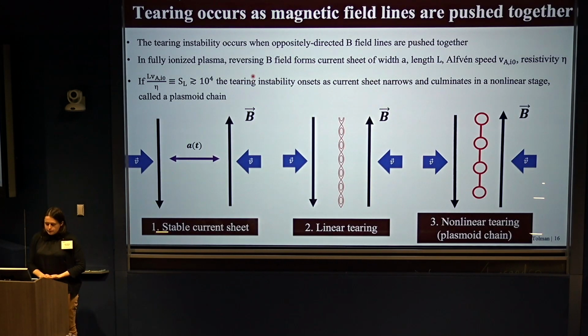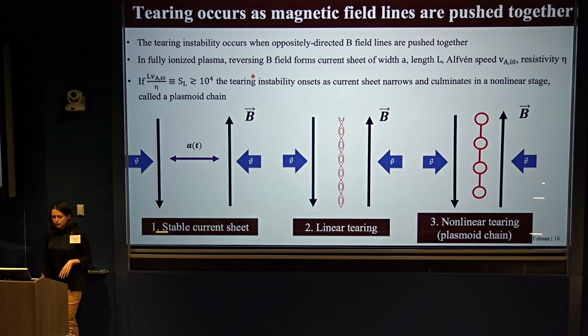This tearing instability is a plasma instability that occurs when oppositely directed magnetic field lines in a plasma are pushed together. In a fully ionized plasma, a reversing magnetic field forms a current sheet of width a, length L, Alfvén speed V_A, and resistivity eta. The Alfvén speed is just a typical speed of the plasma. If the combination of these parameters that we call the Lundquist number, S_L, is sufficiently large, the tearing instability will onset when a current sheet narrows. The tearing will initially onset with a linear stage, and it will eventually develop into a nonlinear stage called the plasmoid chain. This instability behaves as you see schematically on the bottom of this slide.